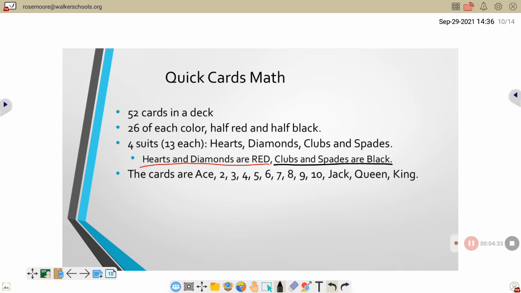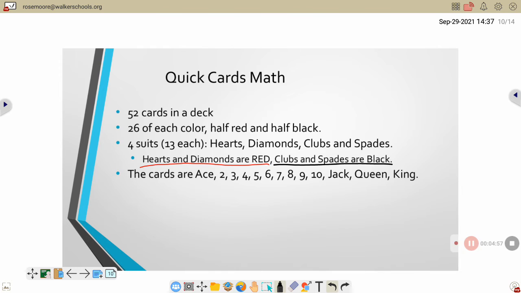All right, and your cards are ace, 2, 3, 4, 5, 6, 7, 8, 9, 10, jack, queen, and king. If you do not know about card math or have this memorized, I strongly suggest you write it down somewhere because there are card questions on the test. I don't want you to miss out on those because you're not comfortable with knowing what's in a deck of cards.